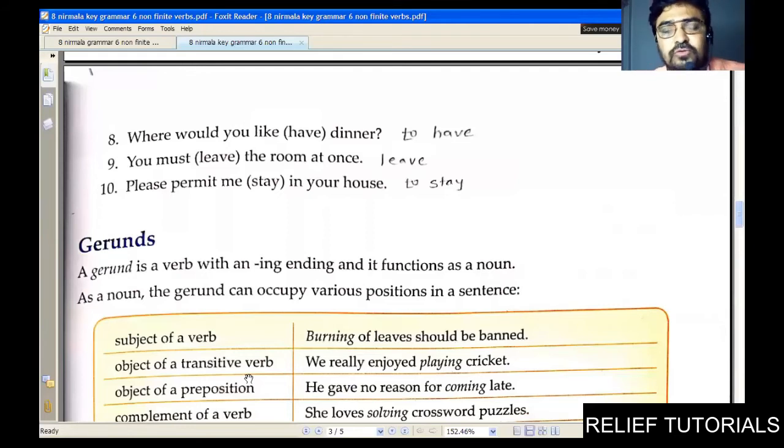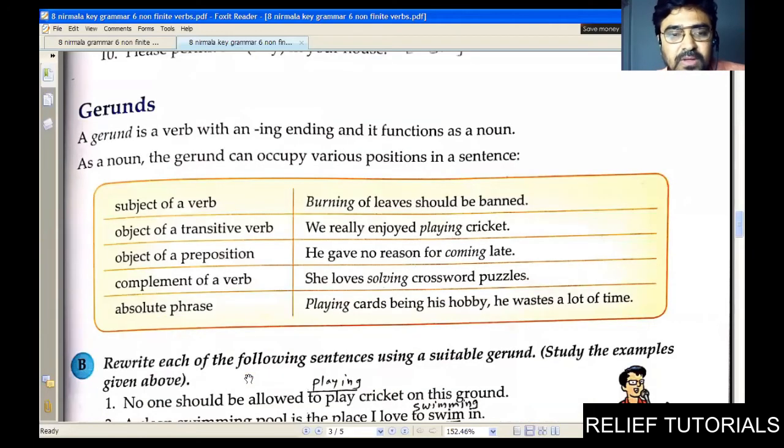So we discussed one non-finite verb. That is what? Infinitive. Now comes the gerund. A gerund, as I told you, is a verb that works as a subject or object, and normally is seen in two forms, either to and verb or verb with ing. Most common is verb with ing, and they can be seen in the place of subject as well as object.